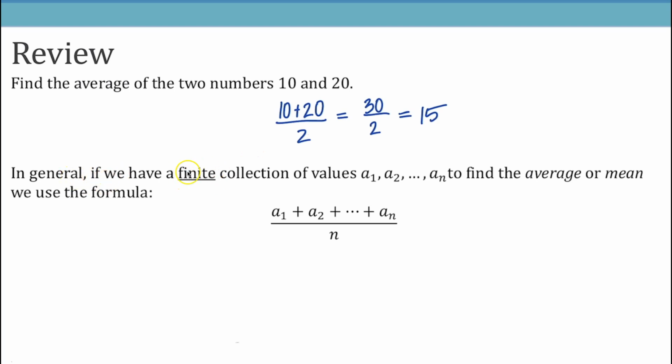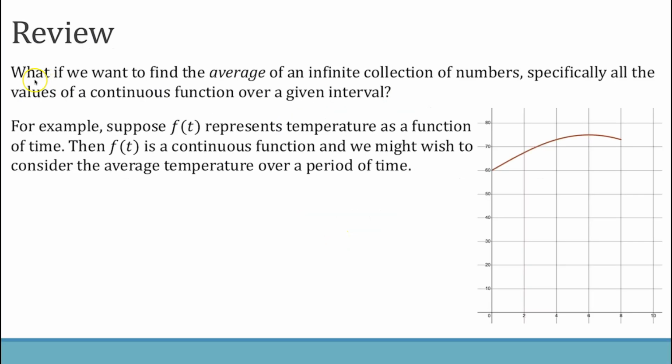In general, if we have a finite collection of values, a1, a2 to an, to find the average or the mean, we use the formula a1 plus a2 all the way to an all over n, the number of terms we added. But now, what if we want to find the average of an infinite collection of numbers, specifically all the values of a continuous function over a given interval?